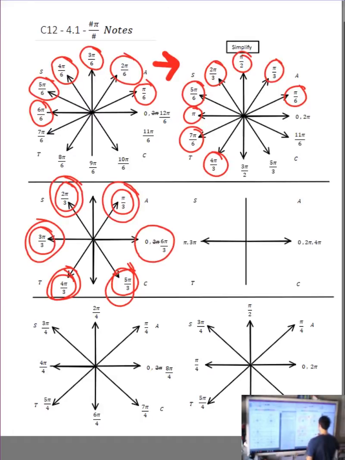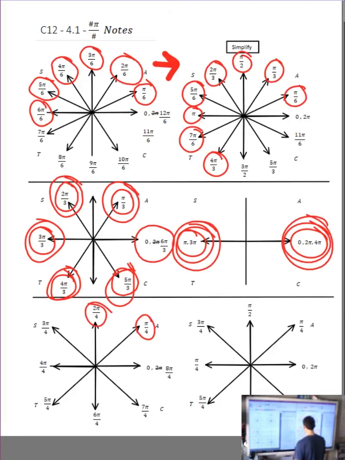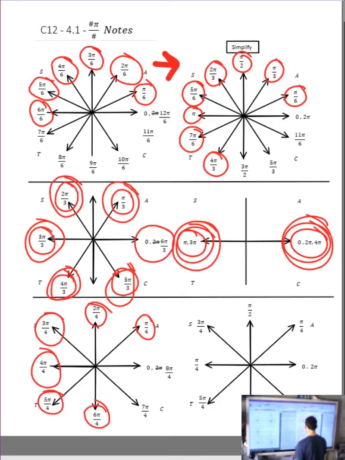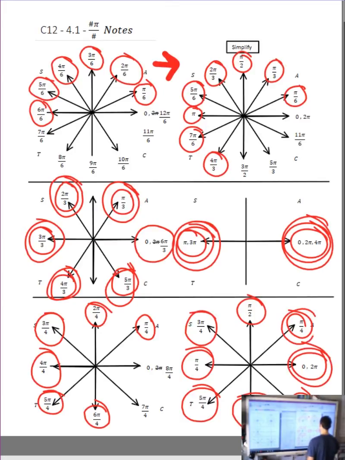Now let's count in pi's. So pi, 2 pi, 3 pi, 4 pi, 5 pi, 6 pi, etc. Pi over 4, 2 pi over 4, 3 pi over 4, 4 pi over 4, 5 pi over 4, 6 pi over 4, etc. Simplify those. 0, pi over 4, pi over 2, 3 pi over 4, 4 pi over 4, 5 pi over 4, 3 pi over 2, 7 pi over 4, 8 pi over 4, 9 pi over 4, 10 pi over 4, etc.